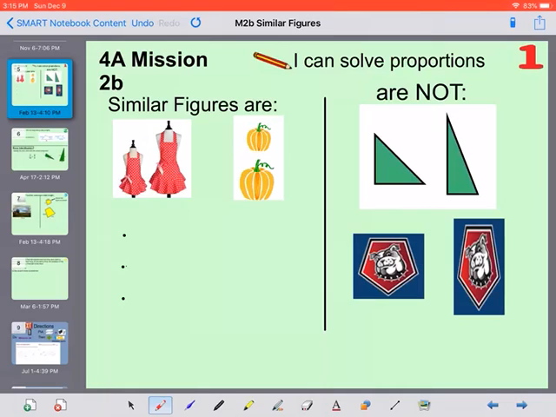Hello, today we are doing Unit 4A, Mission 2b. We are continuing to solve proportions. We're just doing it with shapes today, looking at similar figures.